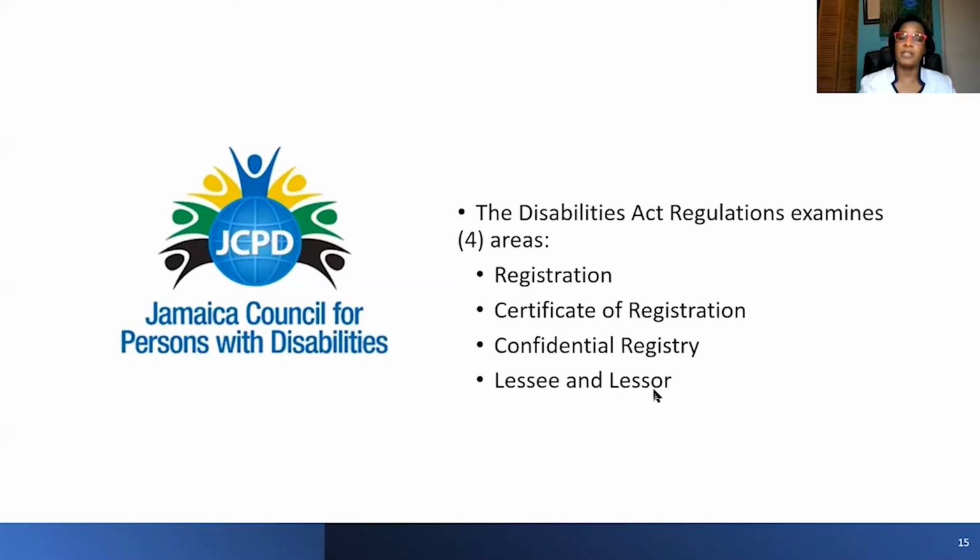It also makes provision for lessee and lessor, and these are forms that are prescribed to enable persons who would want to access housing, particularly in terms of rental, where they would have to make the necessary applications through the local authorities and access any alteration that is necessary and agreed to with the landlord. So these are some of the provisions in the regulations.